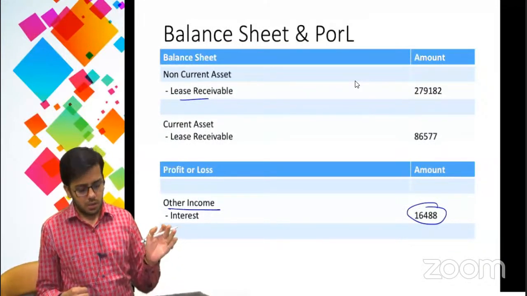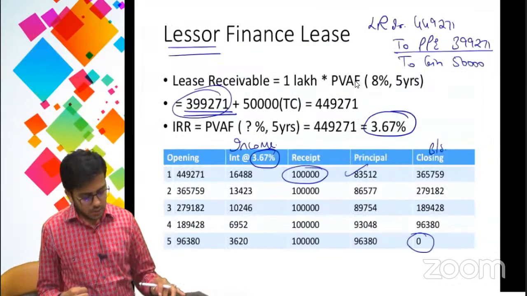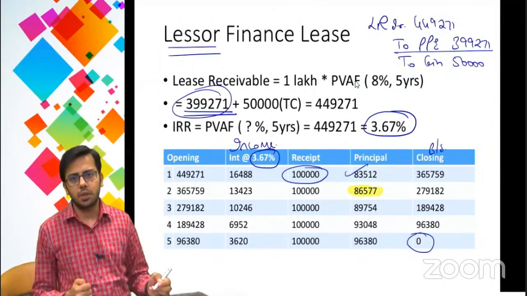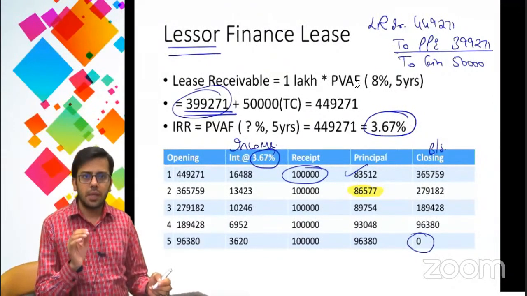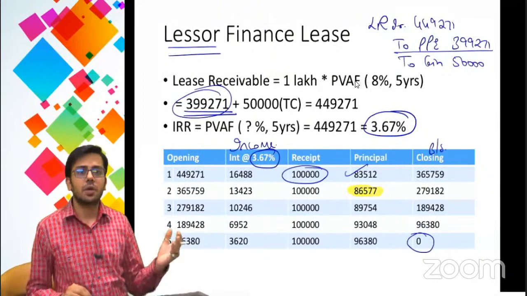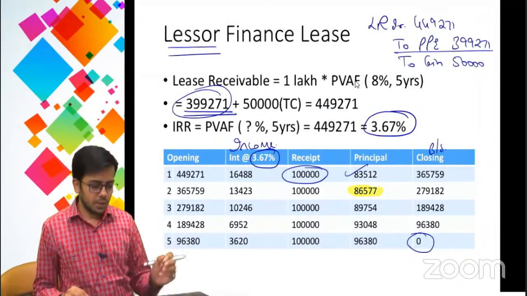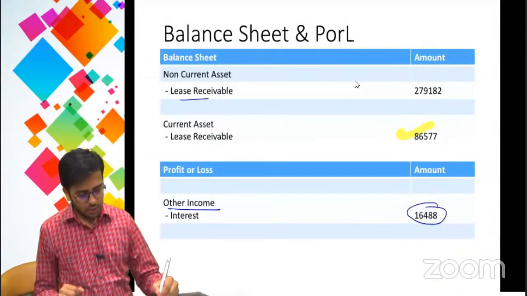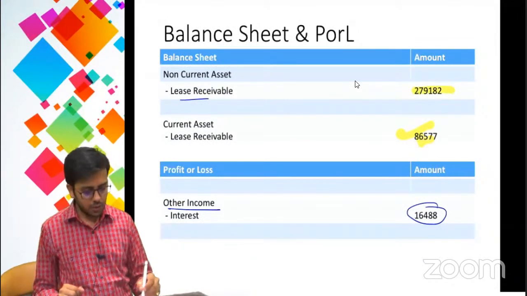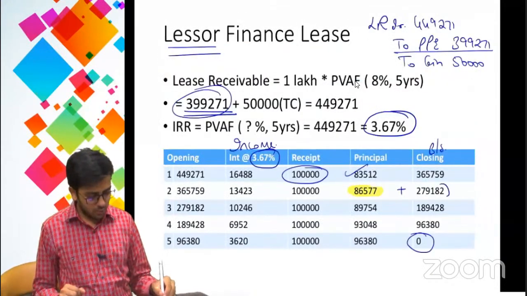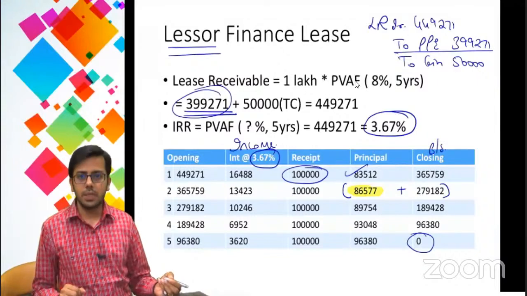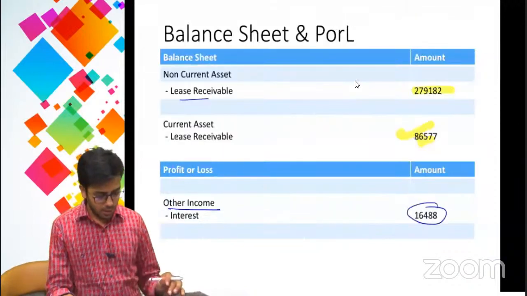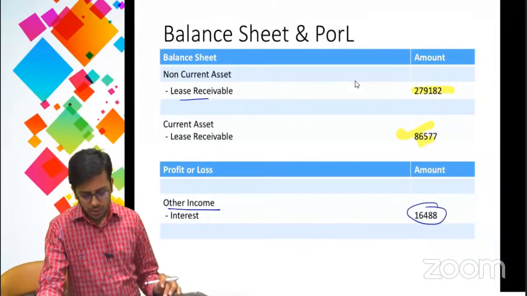Now, since we know that we are going to get 86,577 next year, 86,577 is something that will be recovered in the next 12 months. Then this 86,577 is considered to be the current portion, and the remaining is considered to be the non-current portion. I hope it is clear. So if we take the total, same as in the case of lease liabilities, the total turns out to be 3,65,759.